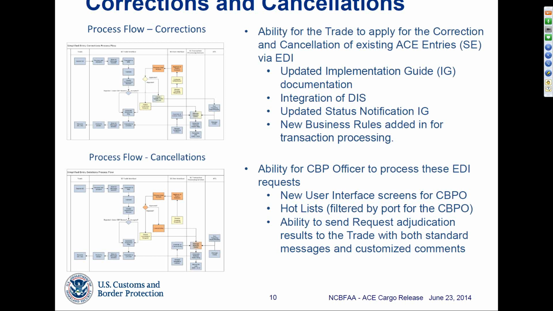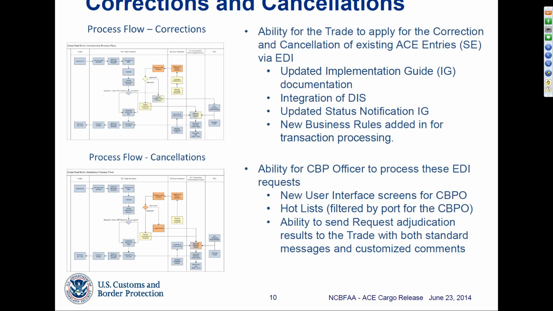So we look at the corrections. The ability for the trade to apply the correction and cancellation by EDI. We've made a place for this in the implementation guide. We've made provisions for the DIS. We've updated status notifications to talk about these. And we've added new business rules to process this, which you'll be very pleased with. And the cancellations, the same thing.